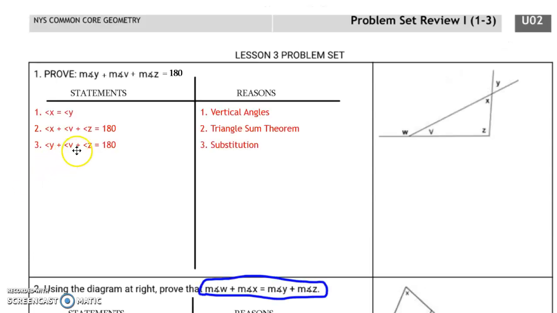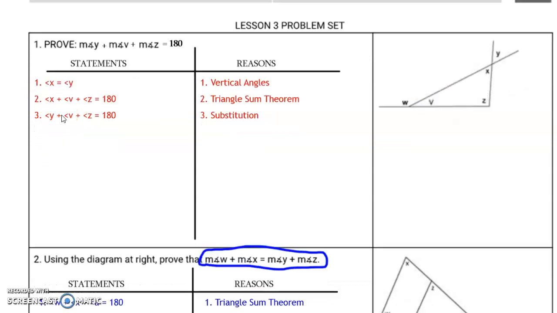All right, this first proof asked us about y, v, and z. That is equal to 180. The first step says that angle x is equal to angle y, and I know that these two angles are congruent because of vertical angles. The next step tells us that x, v, and z are equal to 180. Well, x, v, and z are the interior angles, so of course they're equal to 180. Then I can take x and replace it with y because they're the same angle.